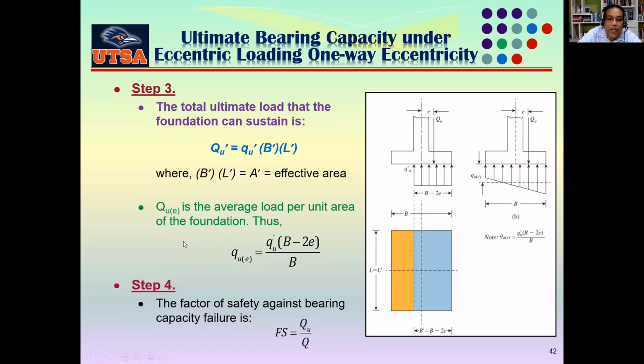Now, again, your factor of safety, you have to use that one. That's actually Q_u divided by factor of safety. That would be your Q allowable. Okay, so Q allowable is equal to Q_u divided by factor of safety.